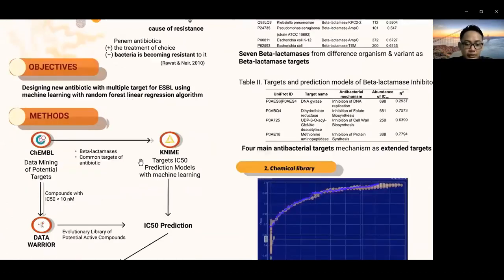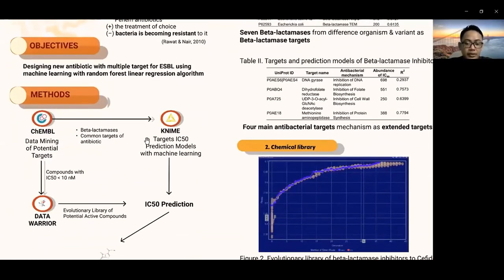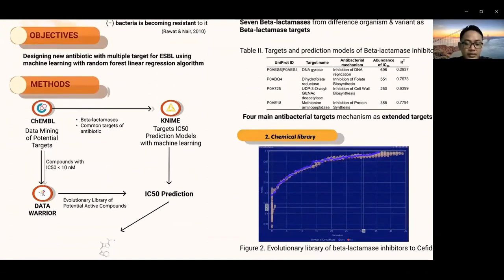These are the methods that we use. We use three different tools: ChEMBL, KNIME, and DataWarrior. ChEMBL is utilized to retrieve data of potential target proteins and related compounds that have inhibitory activity towards those proteins. The potential target proteins consist of beta lactamase and common target proteins of antibiotics. Data of those proteins are used to build IC50 prediction models with KNIME software, and data of compounds with IC50 below 10 nanomolar towards these proteins were analyzed with DataWarrior. We use evolutionary computation here to find compounds that have the greatest similarity with a potent antibiotic for ESBL. We analyze the similar compounds with the prediction model to obtain IC50 predictions.